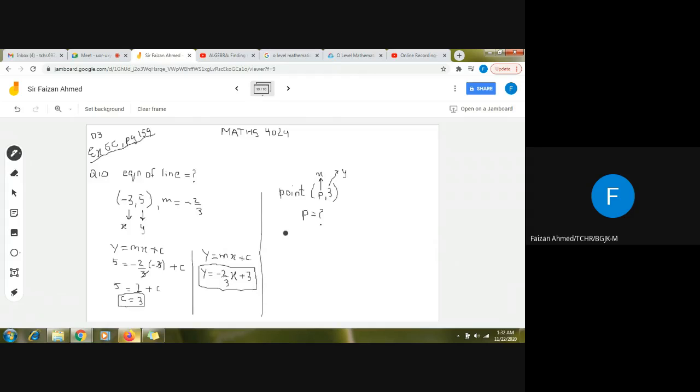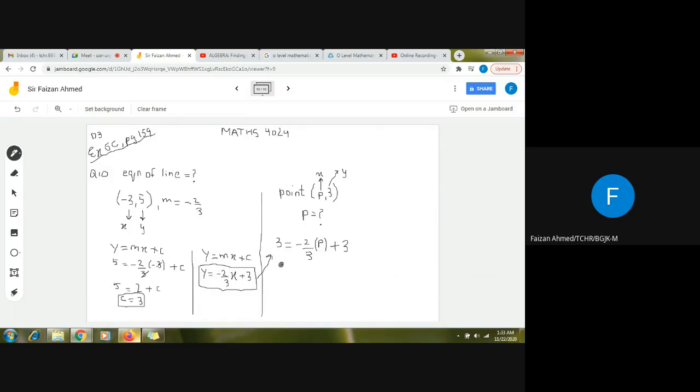So I will write 3 in place of y and p in place of x in this equation to get the value of p. I am using this equation again. Since this is the equation of the line which is passing through this point, this point will satisfy this equation. So this 3 is the value of y and this p is the value of x. So 3 equals -2/3, and in place of x, I will write p in bracket like this. And then again I have to add 3. Now I have to simplify this.